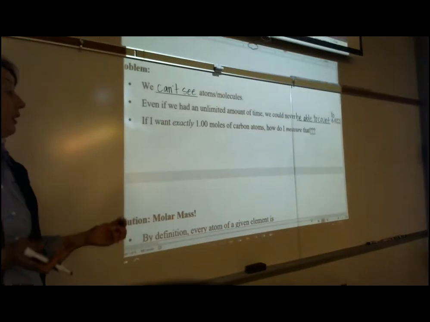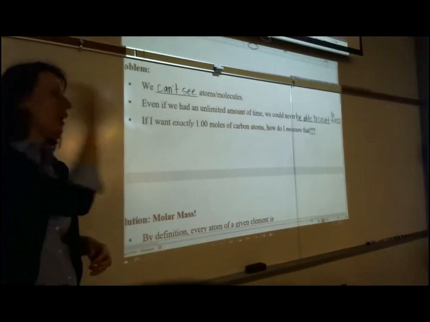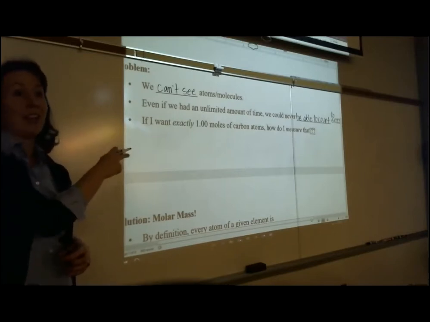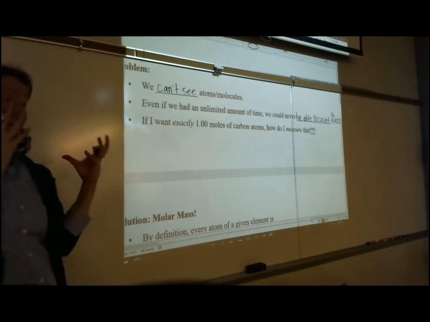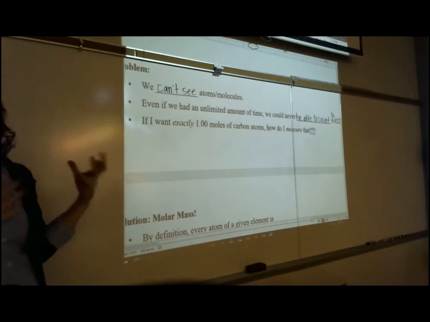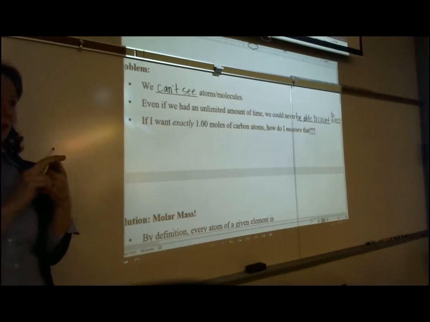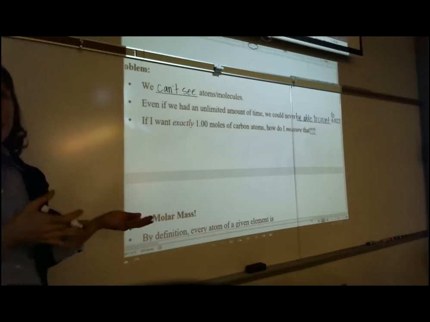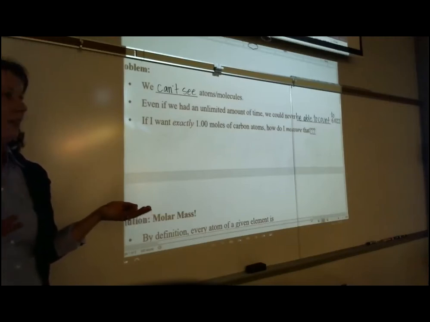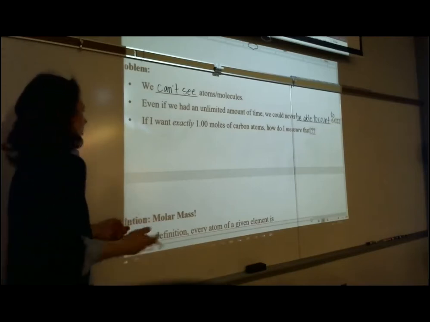You can go home today and start counting, and you can count until you're 100 years old. And trust me, you're not going to make it to 10 to the 23rd. That's sextillion. That's an enormous, mind-bogglingly huge number, right? So you can't see atoms in the first place, and even if you could see them, you could never count that high. Go to the beach and start counting grains of sand. That's what you're equivalent to doing. It would just never work in your lifetime.